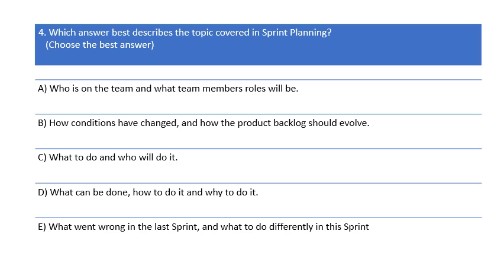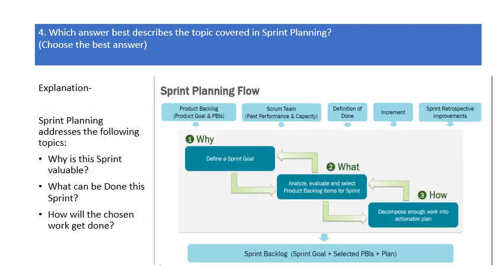Let me know what option you have chosen. You can see the right answer on the screen. It is option D. Let us see why the answer is option D. As per the Scrum Guide, sprint planning addresses the following topics. Why is this sprint valuable? What can be done this sprint? How will the chosen work get done?